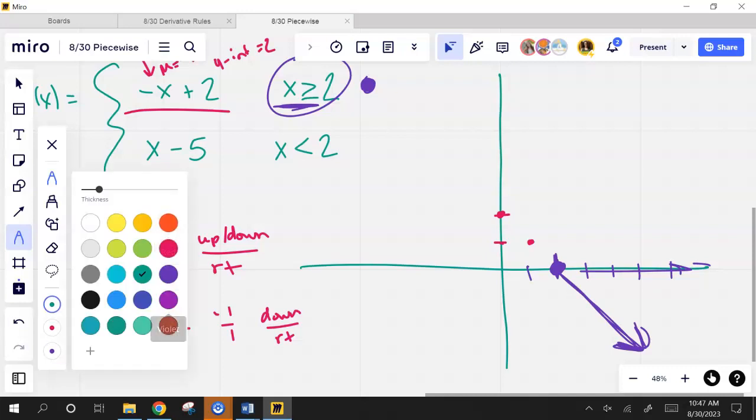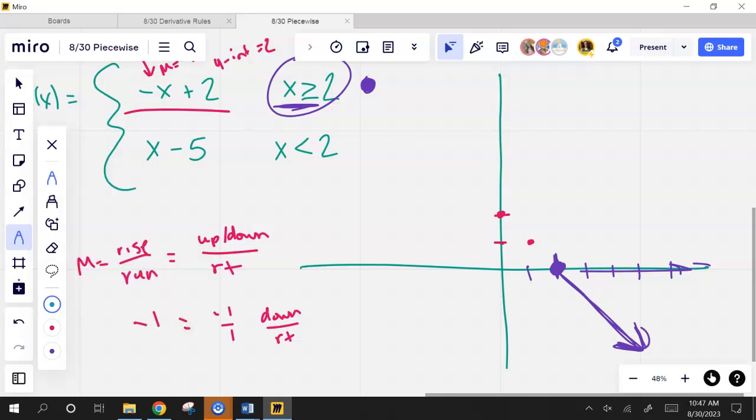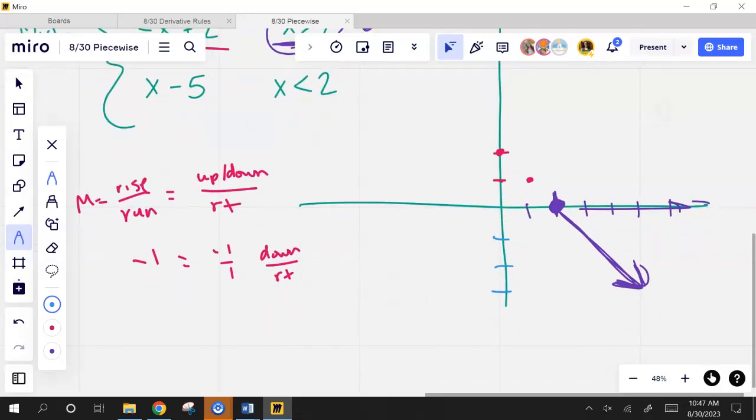No, this is the same method. All right, let's do that blue. Yes. So for this one, I'm going to start at -5. 1, 2, 3, 4, 5. All right. And then I apply the slope. The slope is 1, so that means up 1, over 1. Yes?